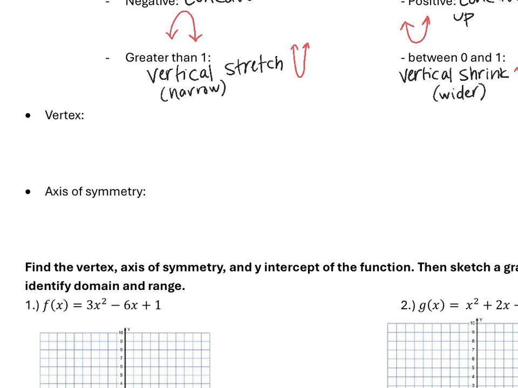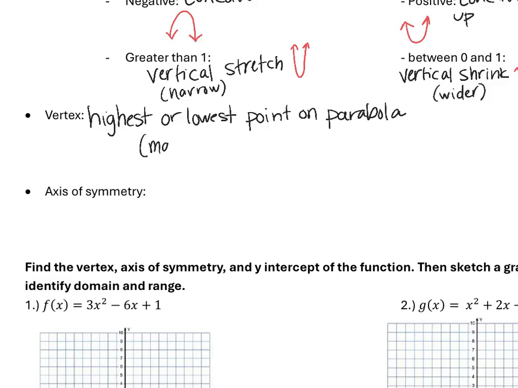Okay, the vertex, as we know, is going to be the highest or lowest point on the parabola. We also know this as a max or a min. And we'll have a max or min depending on what shape that parabola takes. Is it concave up? It'll have a minimum. Is it concave down? It will have a maximum.